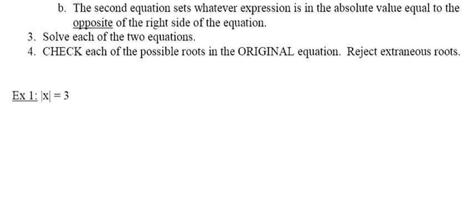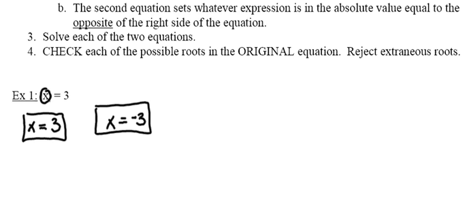So the first thing we have to do is make sure the absolute value is by itself on the left-hand side, and it is. So now what we're going to do is set the inside of the absolute value, which is just an x, equal to the right-hand side. So now I have x equals 3. Our second equation is to set whatever's inside there, which is just the x, equal to the opposite of the right-hand side, which would be -3. Now I have two solutions because my equations are already solved. My answers are 3 and -3.